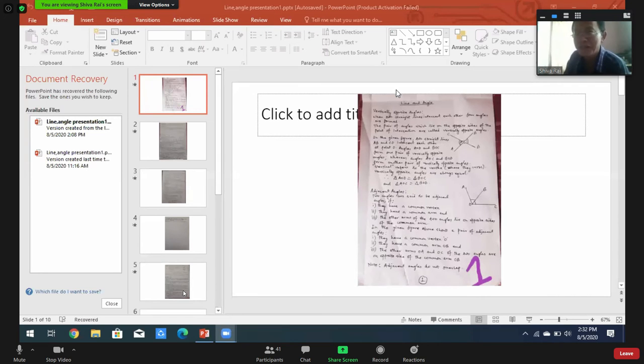No, these two angles are not equal. Angle 5 is not equal to angle 4. Why are they not equal? Because they are not formed with the parallel lines.